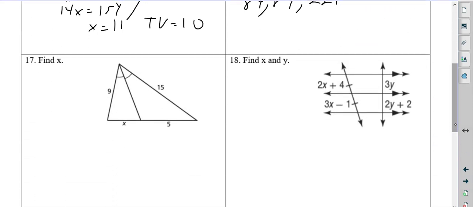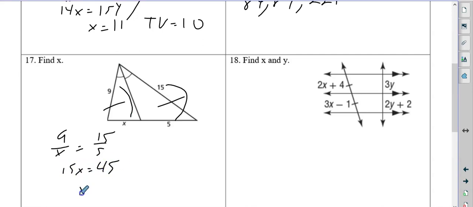17, find x. Again, you can just do a little trick right here. 9 over x equals 15 over 5. Now, if you notice, this is just 1/3, okay? 15 divided by 3 is 5, so 9 divided by 3 is 3, if you see the shortcut. Otherwise, it's 15x equals 45, divided by 15, x is 3.